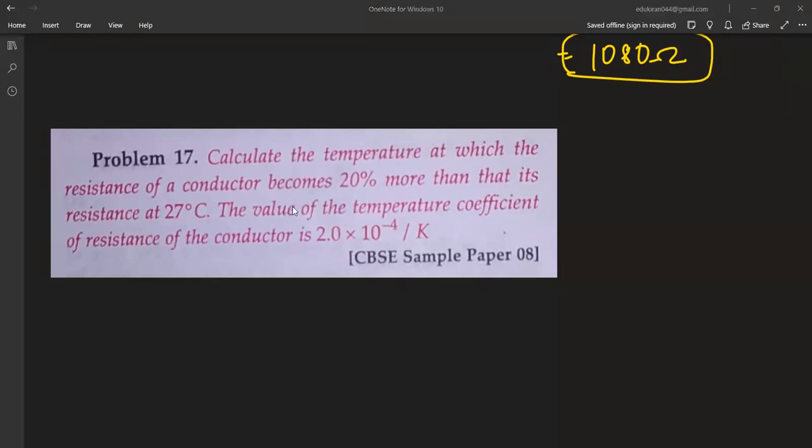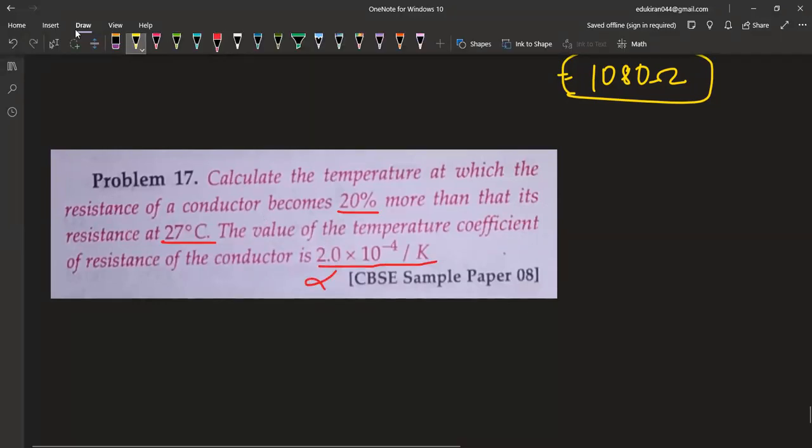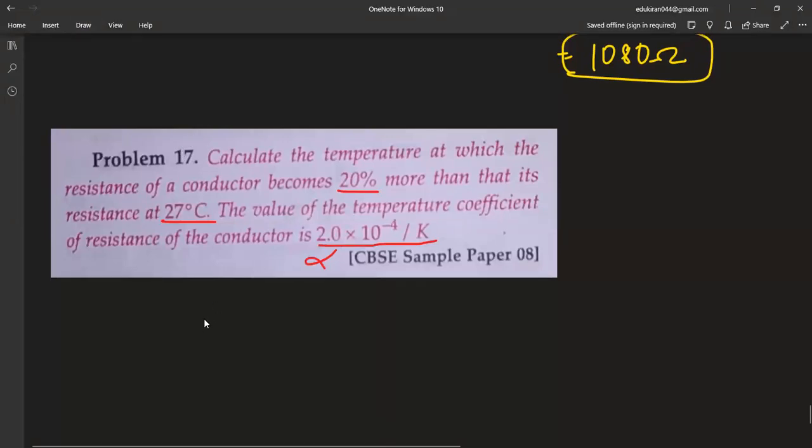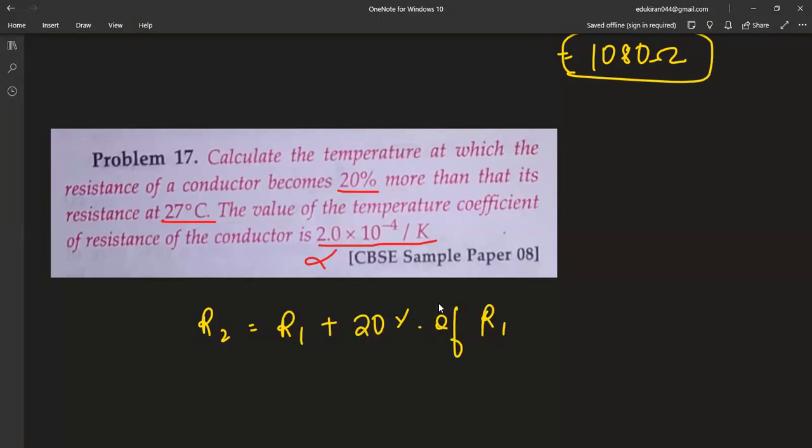Calculate the temperature at which the resistance of a conductor becomes 20% more than its resistance at 27 degrees Celsius. The value of the temperature coefficient of the conductor is 2 into 10 to the power minus 4. This is the value of alpha given. Look, this says the resistance of the second one is 20% more than the first one. That is 20% of R1 more than R1. So R2 will be equal to 1.2 R1.